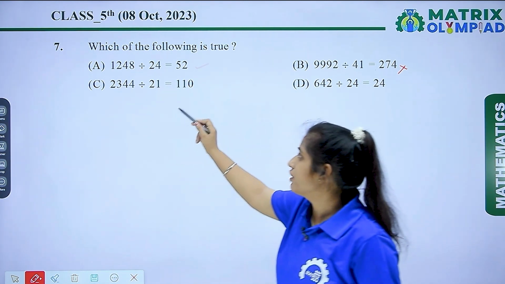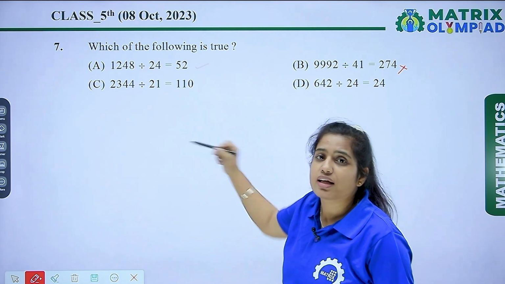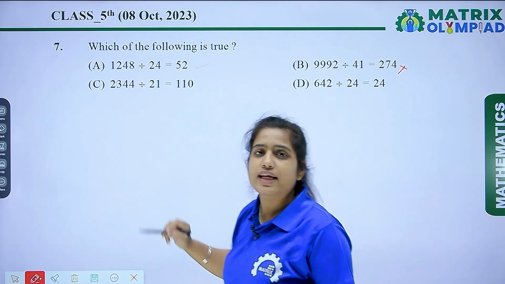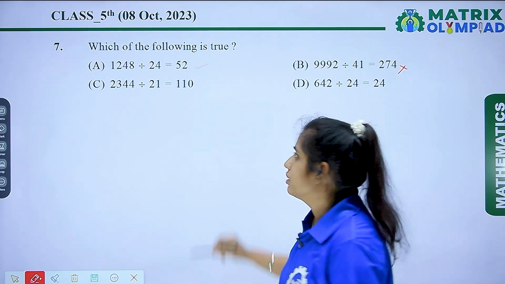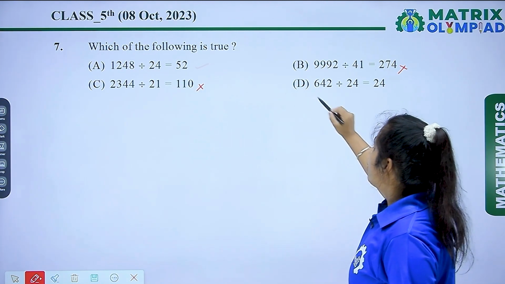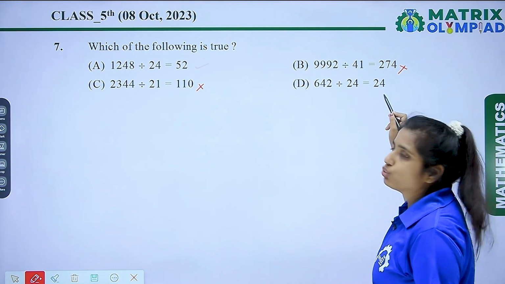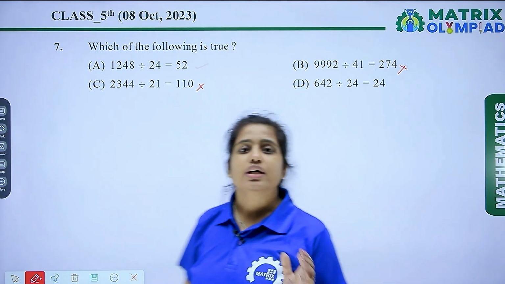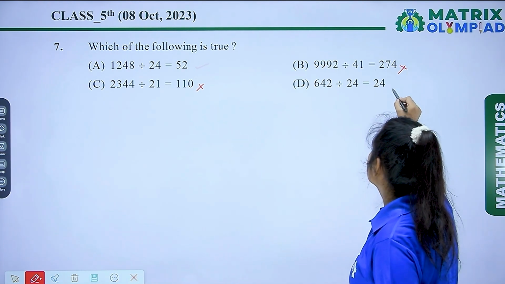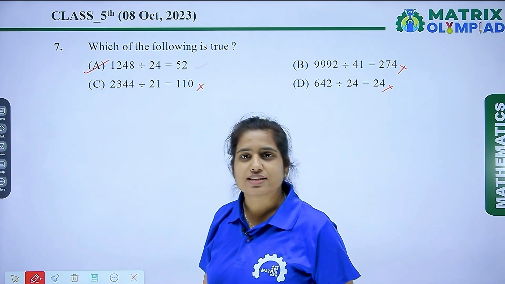2344 divided by 21 gives you 110. सो ये भी हमारा करेक्ट आंसर नहीं है क्योंकि जब आप इसको भी डिवाइड करके देखोगे तो you will get the remainder. So here this is also not correct. And the D option is 642 divided by 24 gives you 24. So it is also not the correct one because it will also leave the remainder. So here option A is the correct answer.